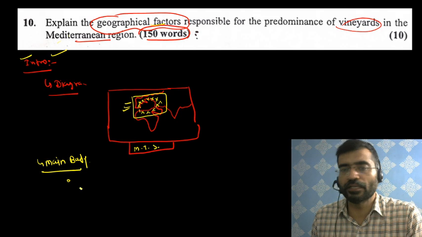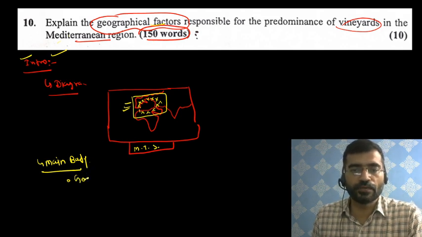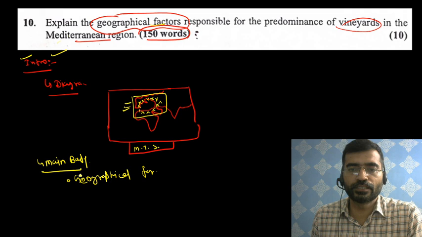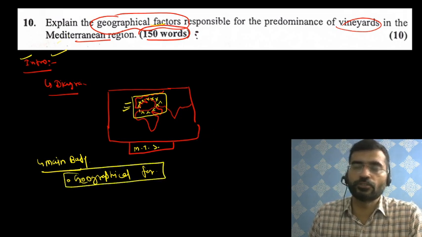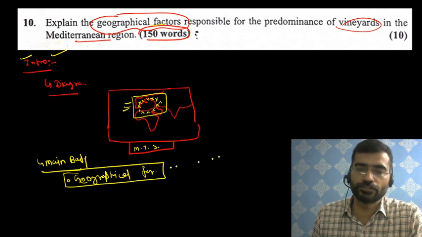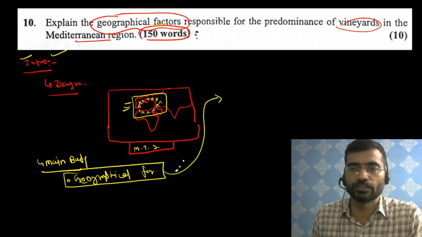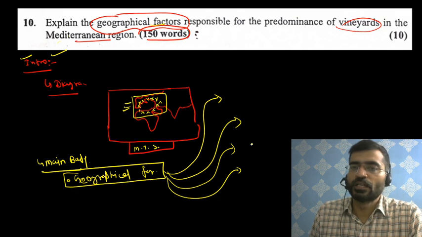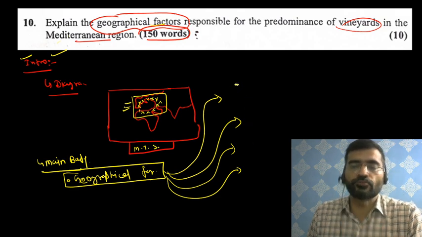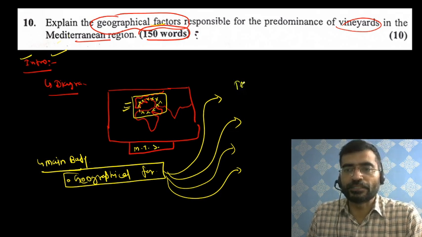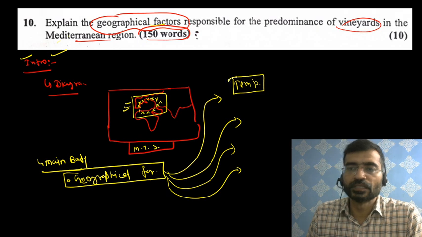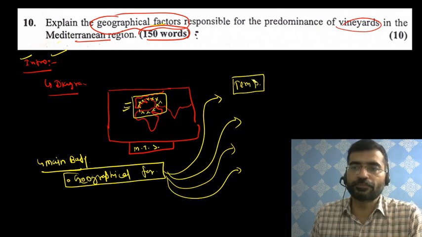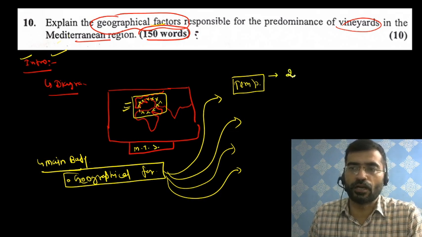So make a simple heading from the question: geographical factors for the development of vineyard around the Mediterranean Sea. Now one by one, let us discuss the geographical factors here. Very first, you know very well, the Mediterranean Sea enjoys a very moderate temperature, particularly during summer and winter, with a mean average temperature of about 20 to 30 degrees Celsius.